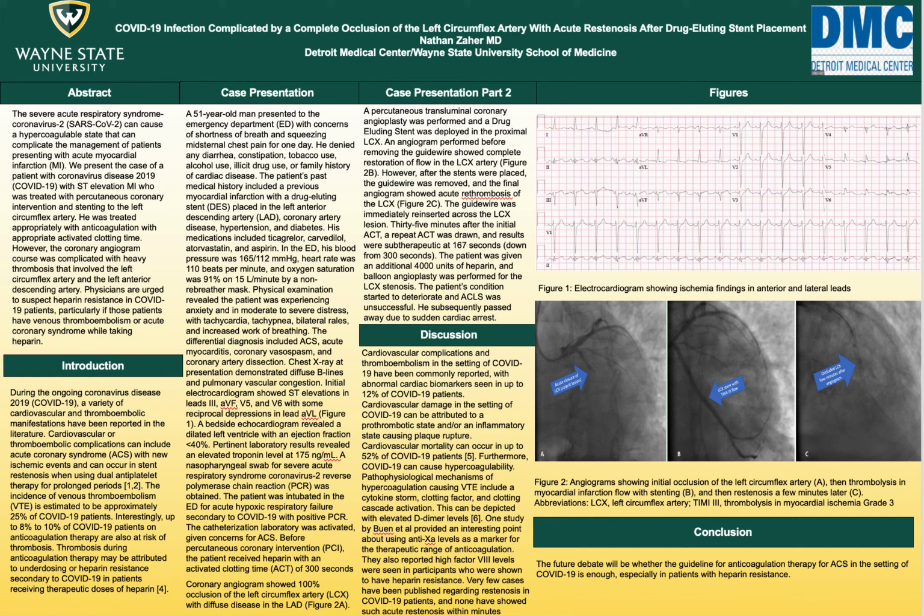So a chest x-ray was obtained. It showed pulmonary vascular congestion. The initial EKG revealed ST elevations in leads 3, AVF, V5, and V6, as well as some reciprocal depressions in lead AVL, as you can see in figure 1 here. So a bedside echo was obtained right after, and it showed an ejection fraction of less than 40%. A troponin was drawn and came back at 175.